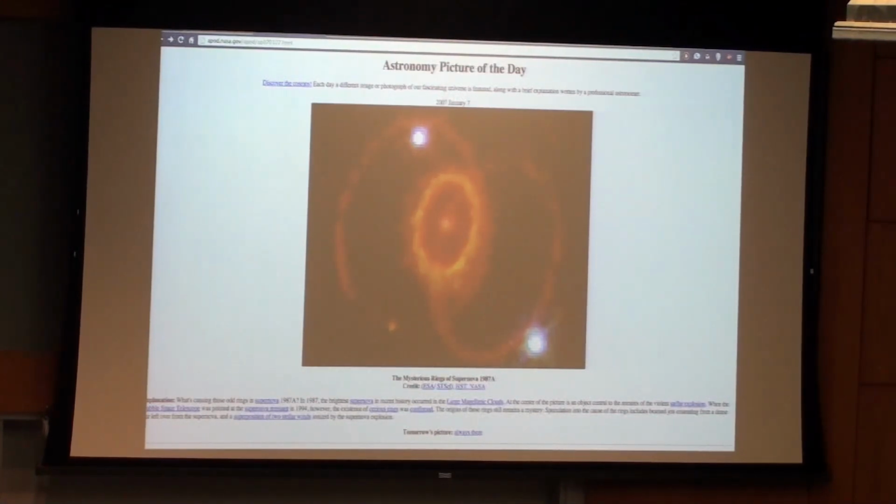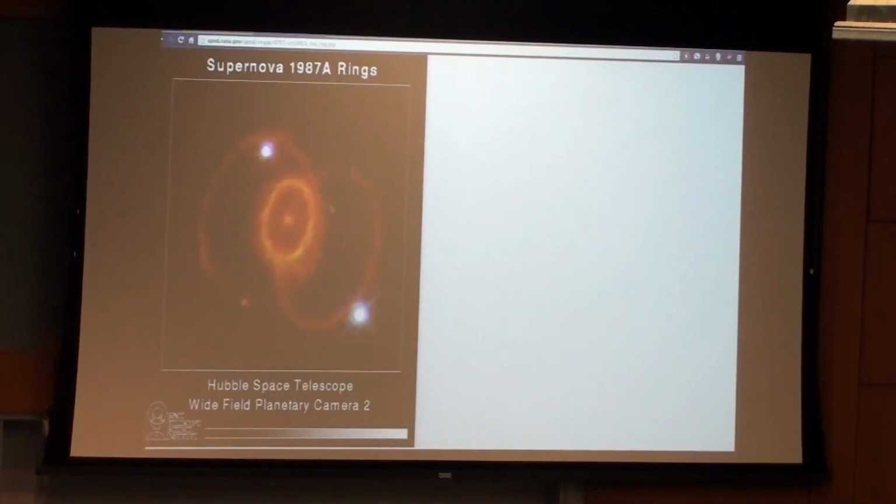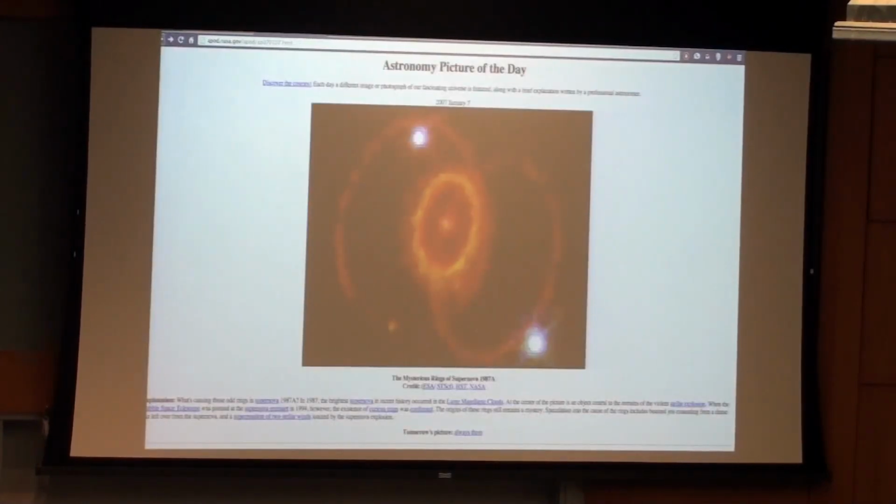And this is the strong A-part picture in 2007. So this was taken by the Hubble telescope, and when we saw the supernova. So that's an interesting one.